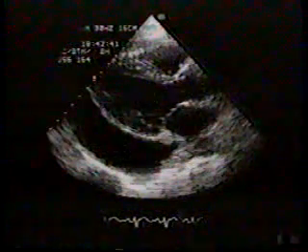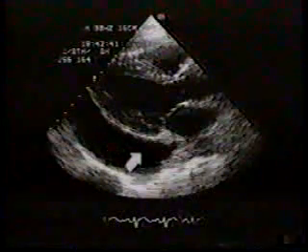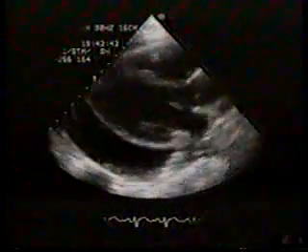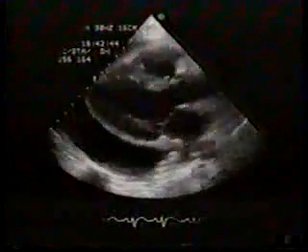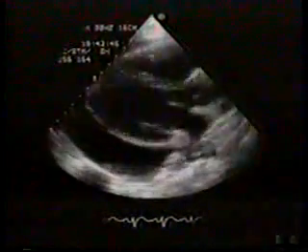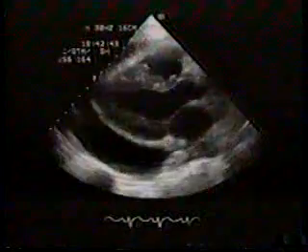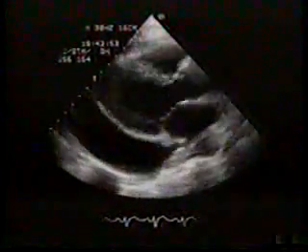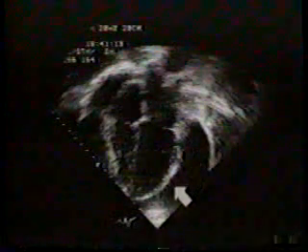This 16-year-old developed nonspecific pericarditis and gradually accumulated this large pericardial effusion. In apical four-chamber format, you can appreciate that fluid surrounds the left ventricle, right ventricle, and right atrium.